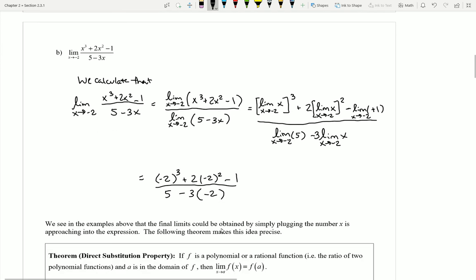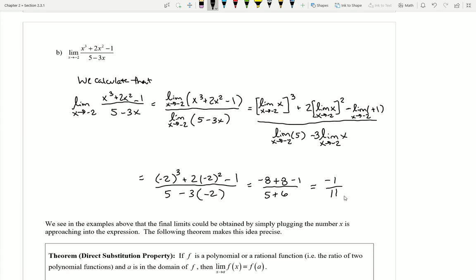Notice if I go through and evaluate all of this out, I'm going to get -8, then I'm going to get +8, and then I'm going to end up with -1. In the denominator, I'm going to get 5 and +6. And so I think in total here I end up with -1 over 11. And I have an answer.